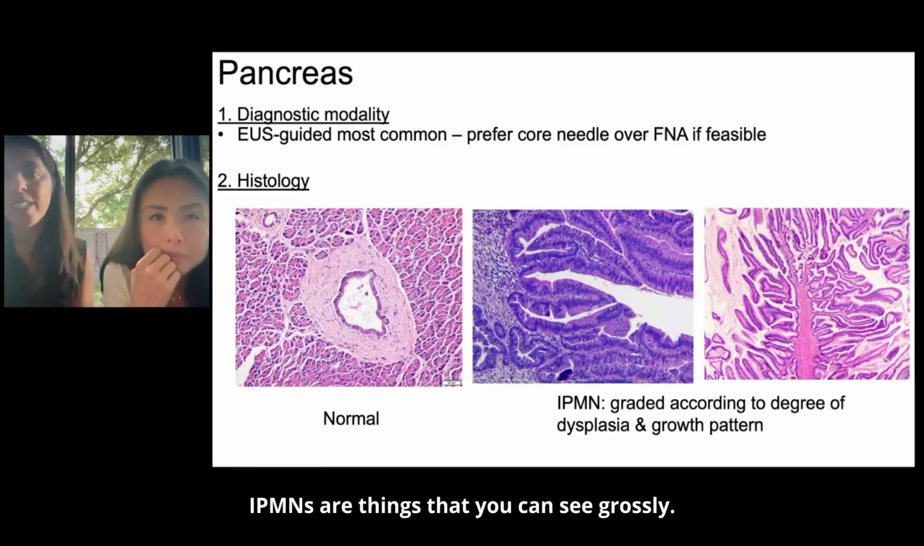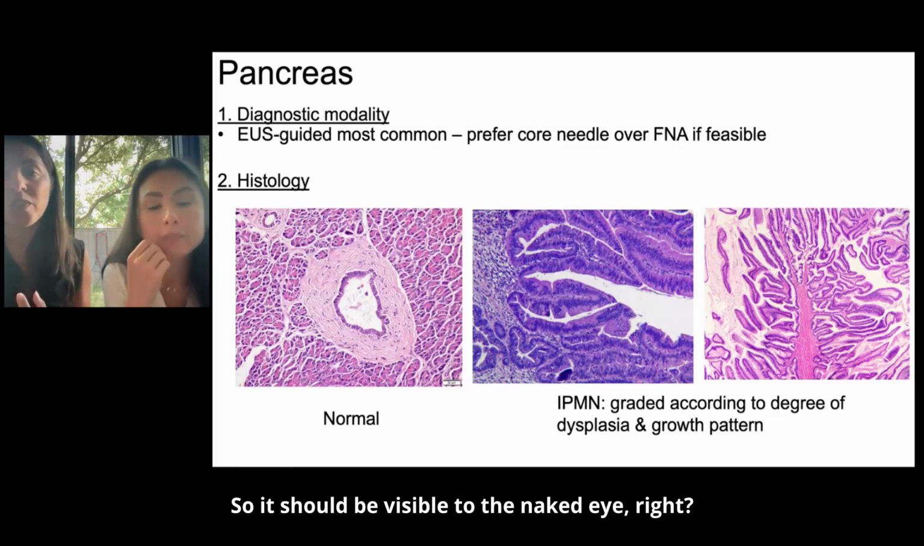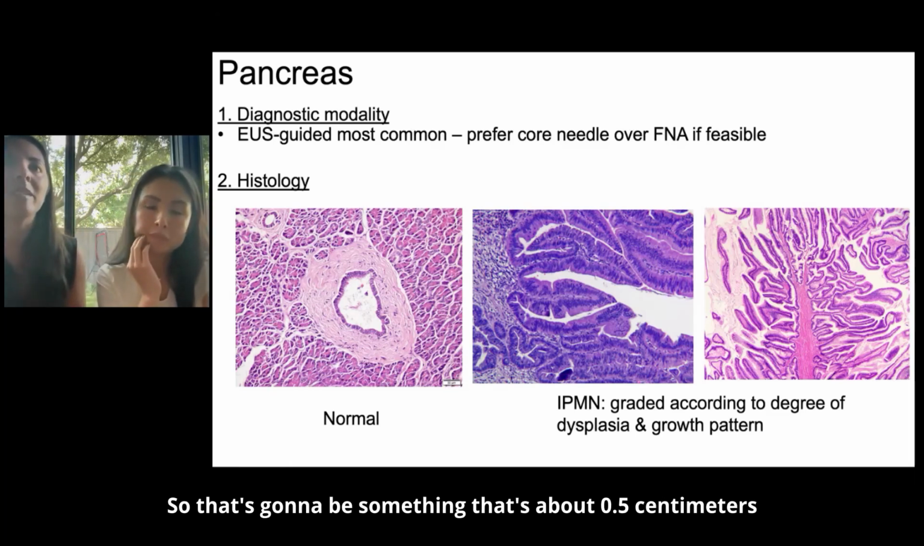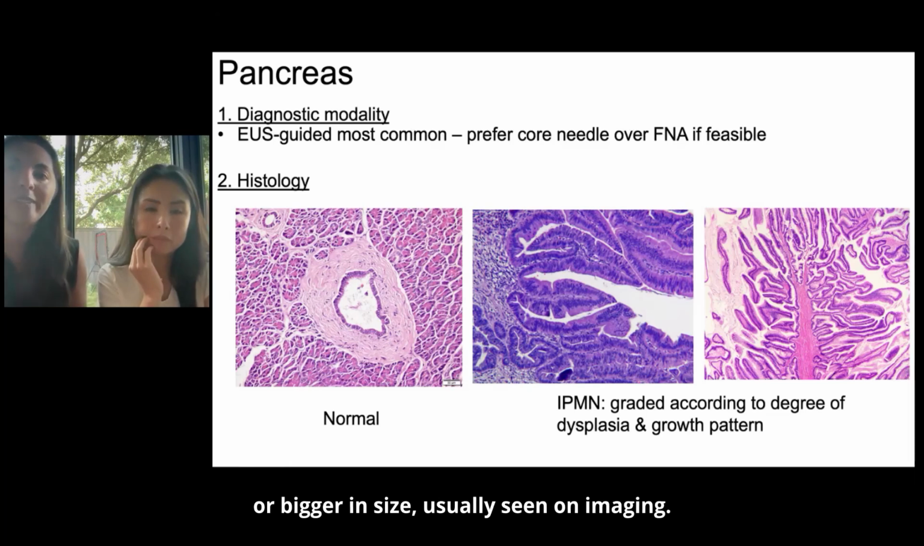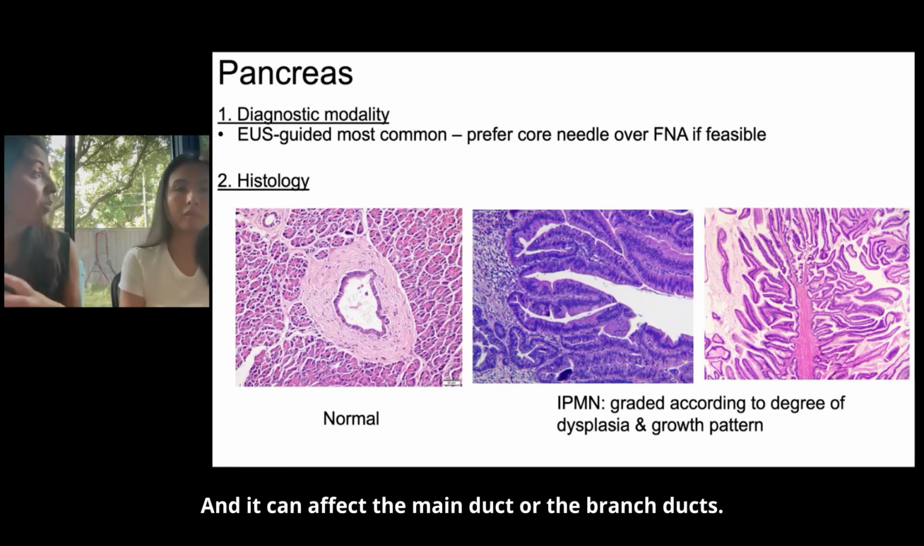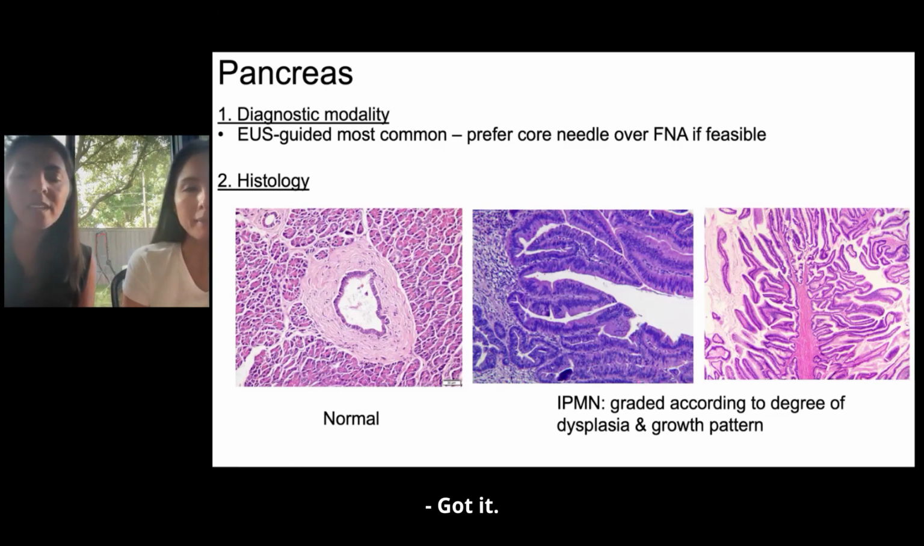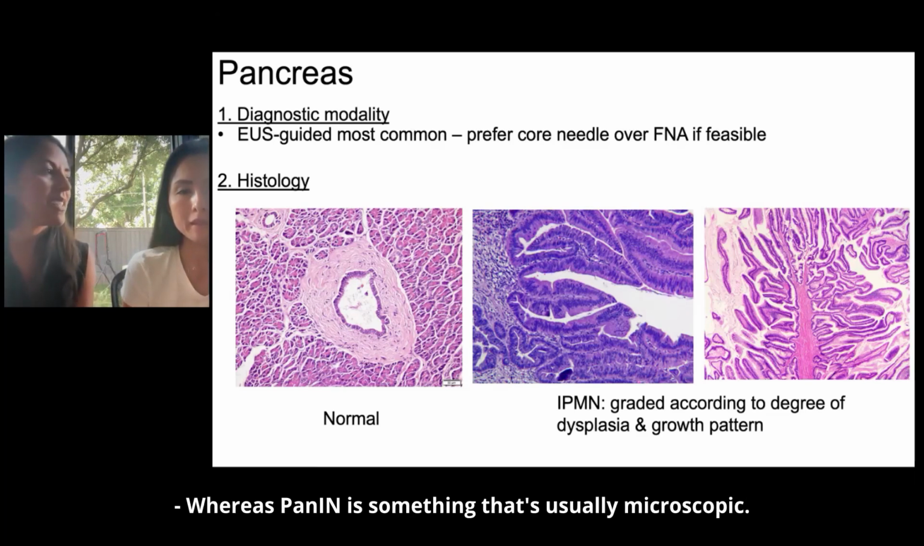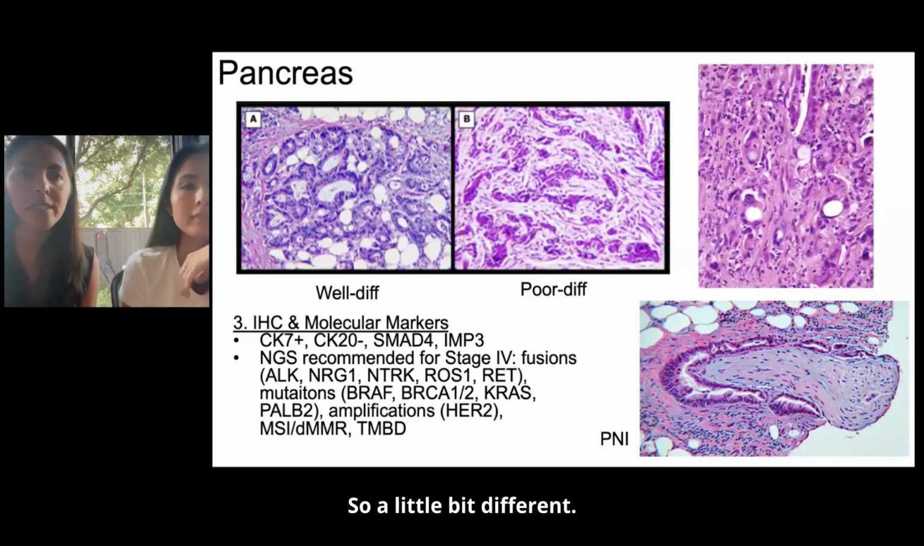IPMNs are things that you can see grossly, so it should be visible to the naked eye, right? So that's going to be something that's about 0.5 centimeters or bigger in size, usually seen on imaging. And it can affect the main duct or the branch ducts. Got it. Whereas PanIN is something that's usually microscopic, so a little bit different.